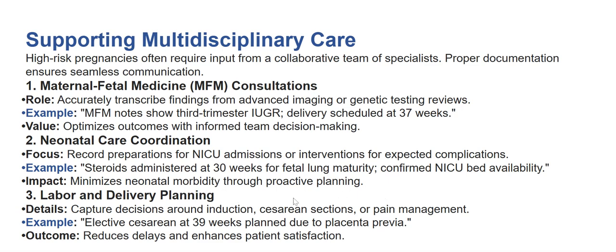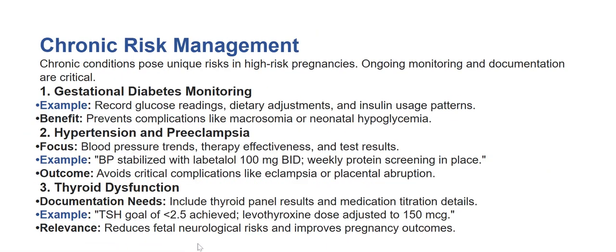Labor and delivery planning details capture decisions around induction, cesarean sections, or pain management. Example, elective cesarean at 39 weeks planned due to placenta previa. Outcome: reduces delays and enhances patient satisfaction.